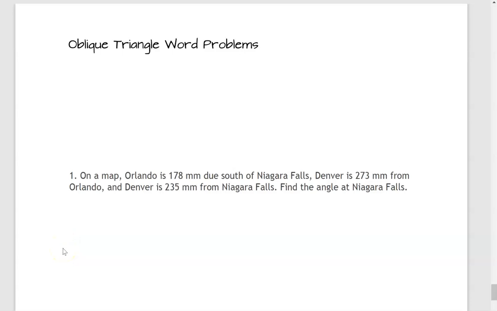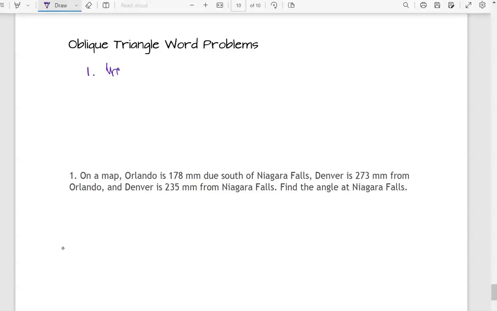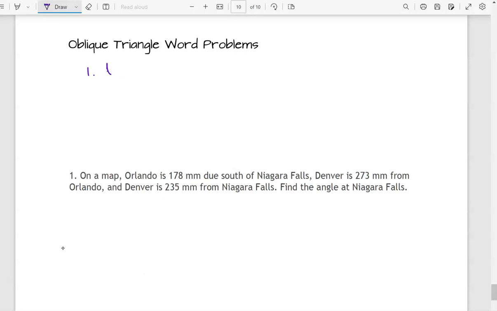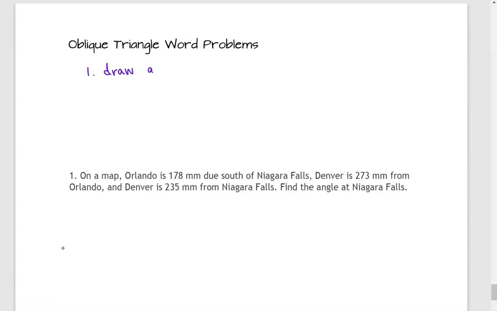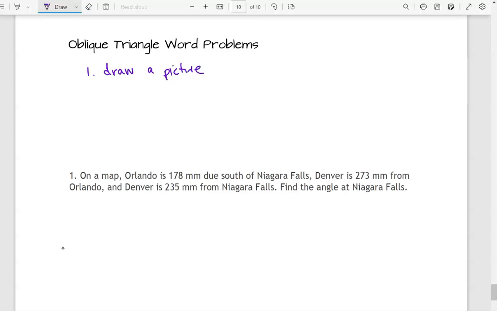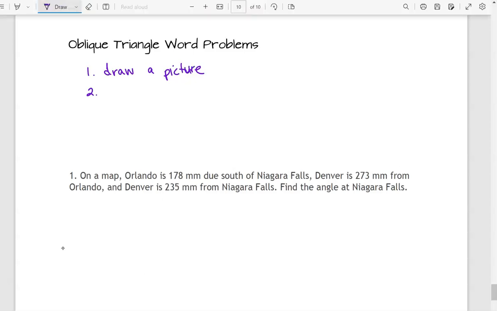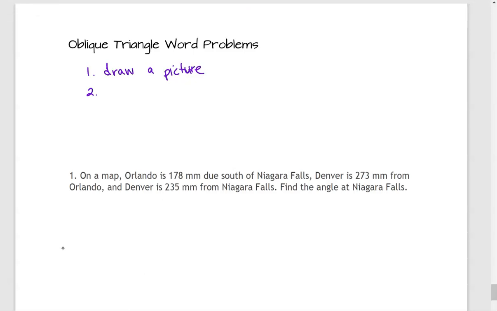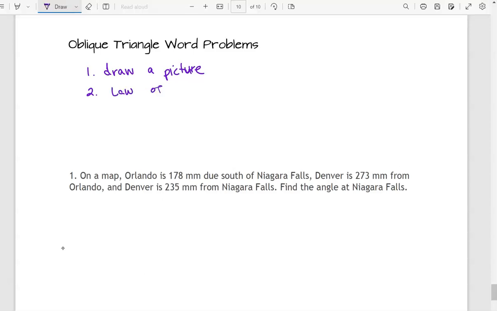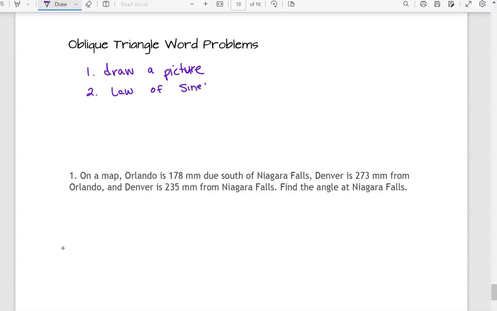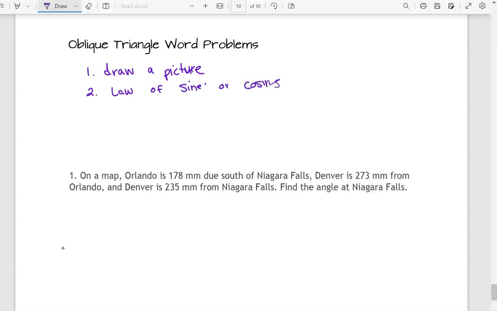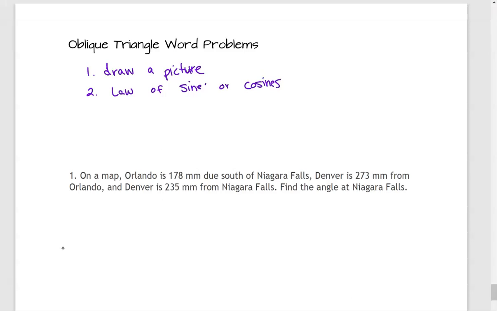In this lesson, we're going to take a look at oblique triangle word problems. So our first step is going to be to draw a picture. And then, secondly, we're going to determine whether we're going to use law of sines or cosines. And then we're going to set up and solve.